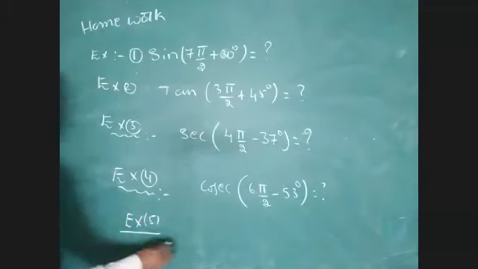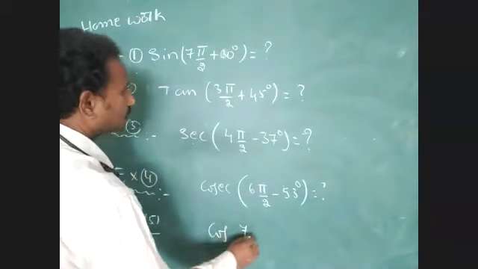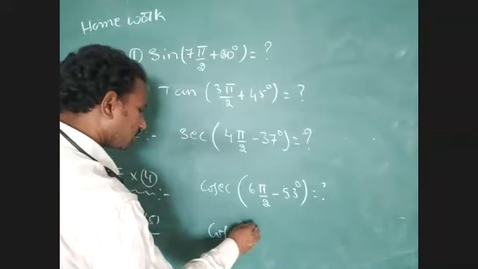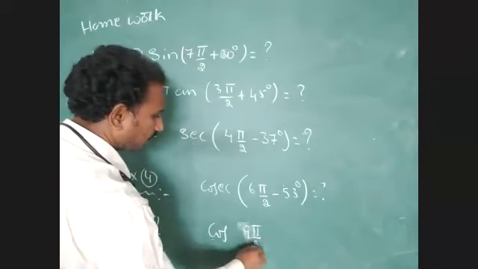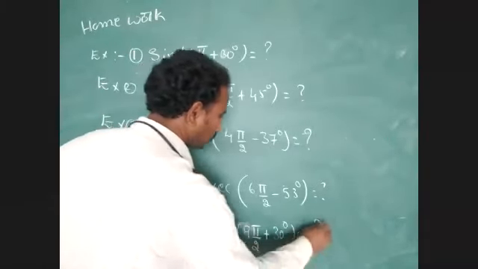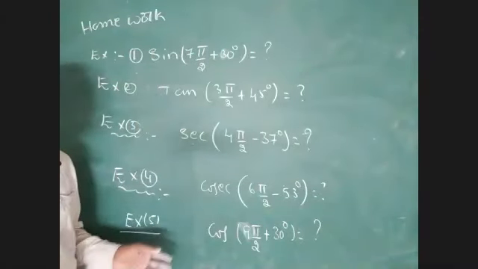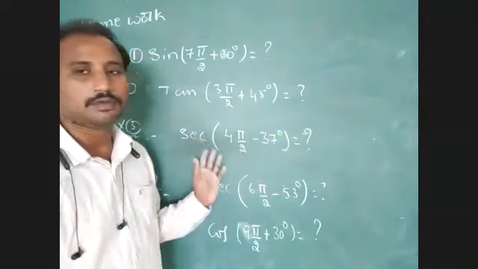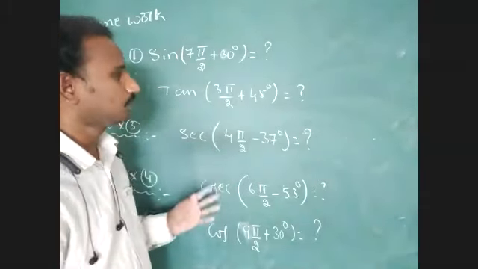Example 5: cos of 9 pi by 2 plus 30 degree equals question mark. So we have to do these problems. In case these problems are not coming, you have to send that problem through WhatsApp and I can explain. So don't forget to practice these problems.